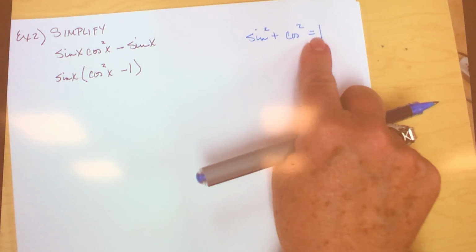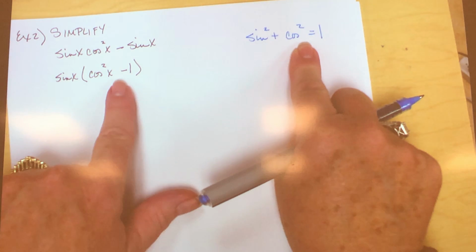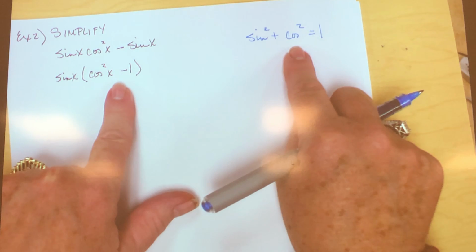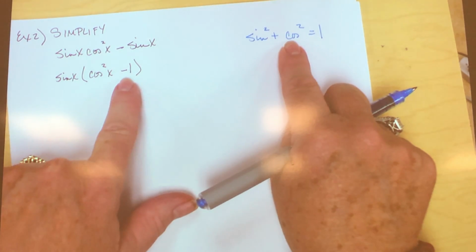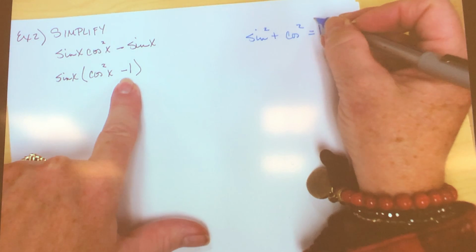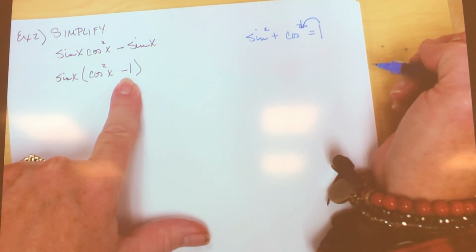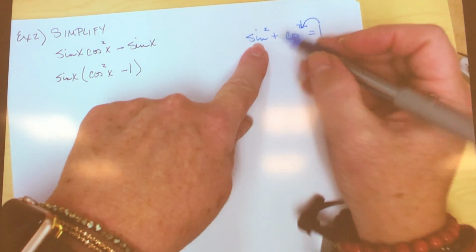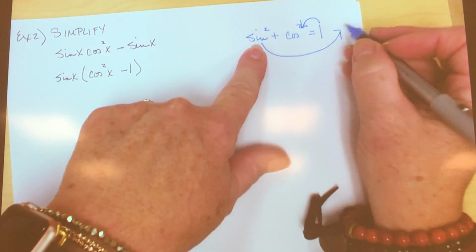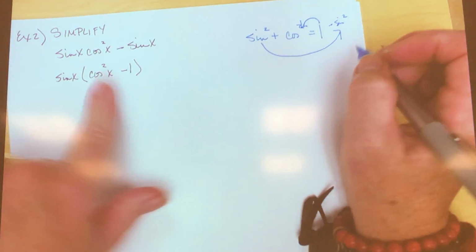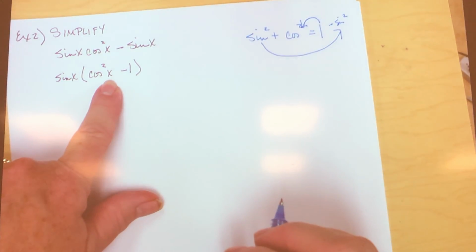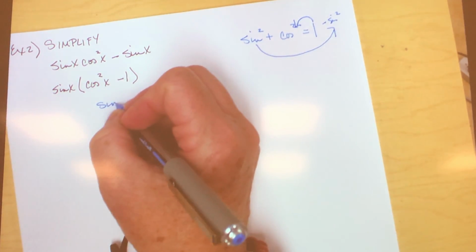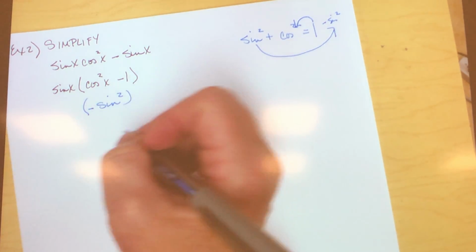That's what you memorized. So can I make this guy look like this guy? That's what we're attempting to do. So I got a cosine squared, and then it's a minus 1. So I'm gonna have to bring this 1 over here. Do you agree with me? And then he becomes a negative 1. So what do I have to take over here? Sine squared. And when you bring him over here, what does he become? Negative sine squared. So this right here is equal to negative sine squared.